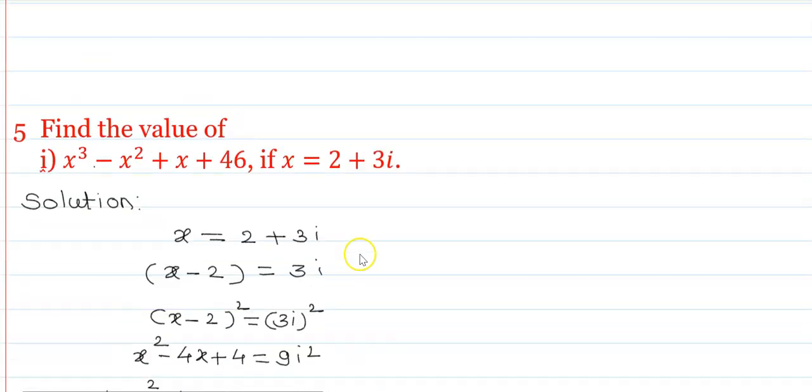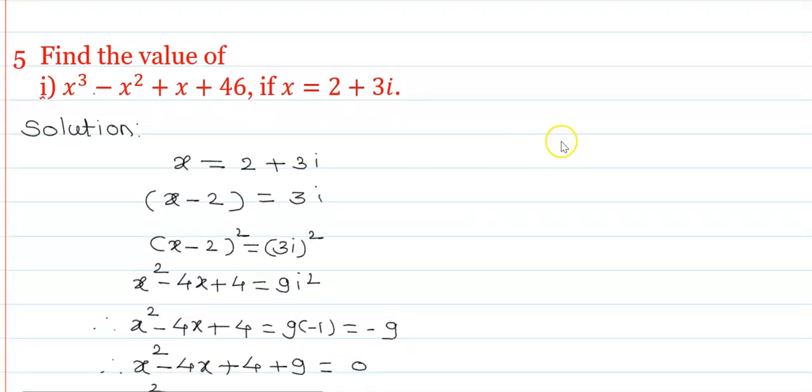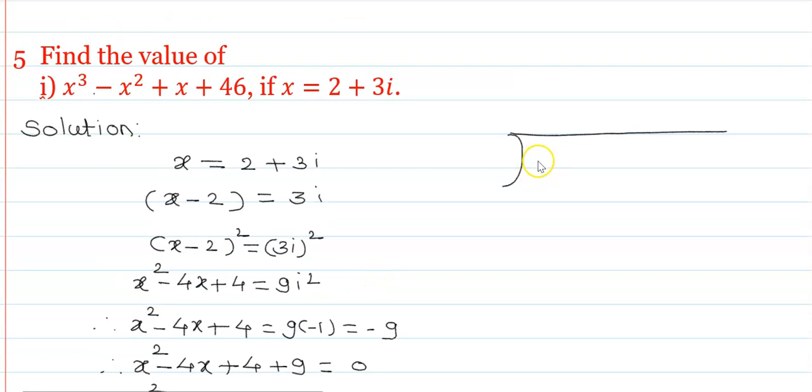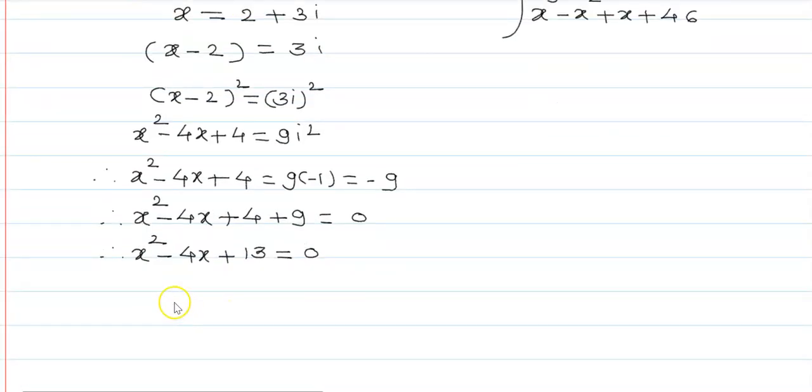Okay. Now see this here. We have the expression. The expression is like this. It is divided by which term? x square minus 4x plus 13. First is x cube minus x square plus x plus 46. x cube minus x square plus x plus 46 is divided by which term? x square minus 4x plus 13.